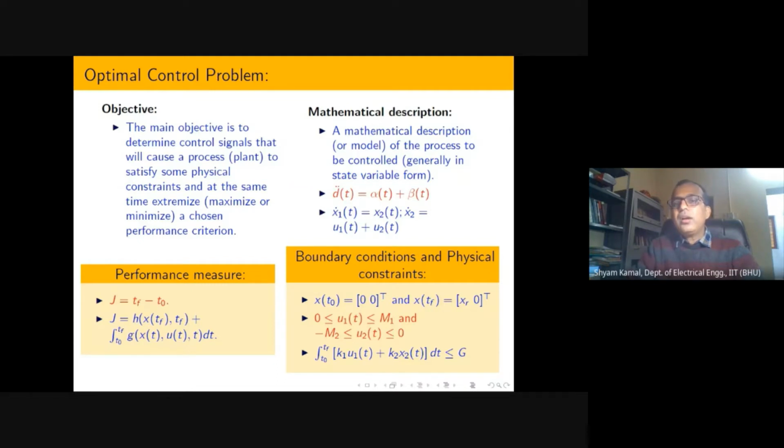Whenever we are developing some kind of system, the developer always has some kind of intuition. They have some kind of objective, and with that objective they want to deliver that product to the market. So here, what is our objective? I want to deliver a car which can travel some distance from A to B as fast as possible. That is our objective, so that becomes the performance measure.